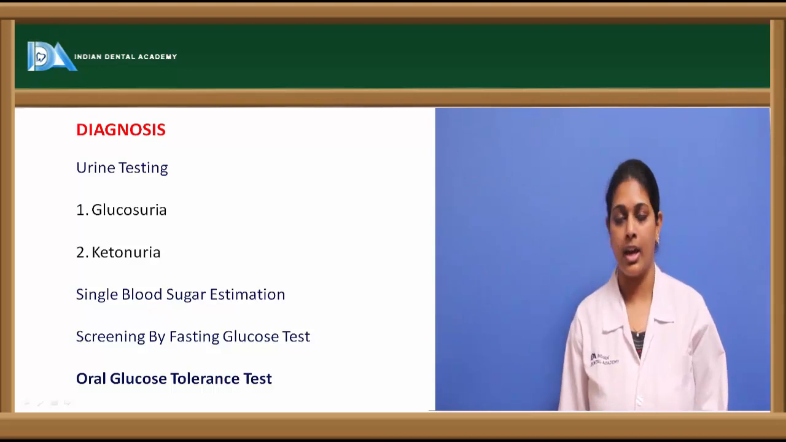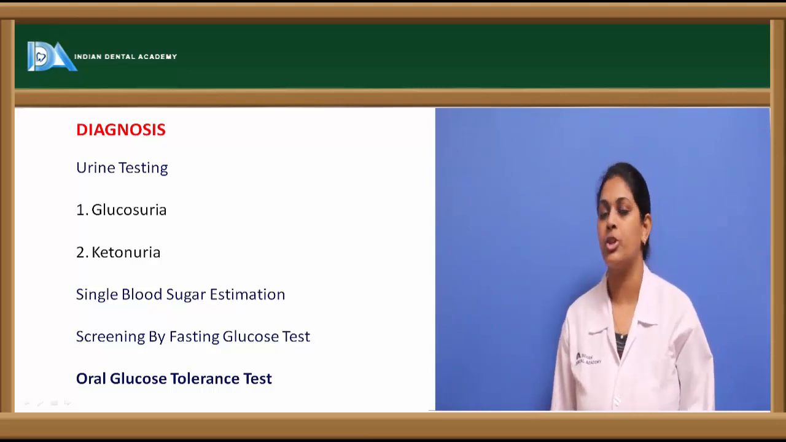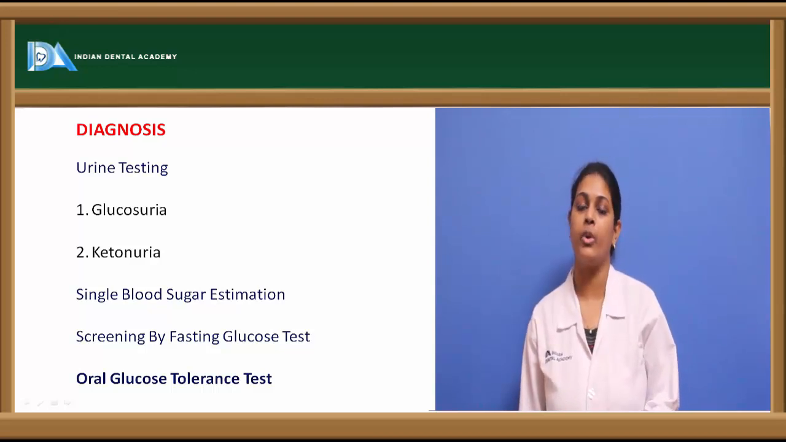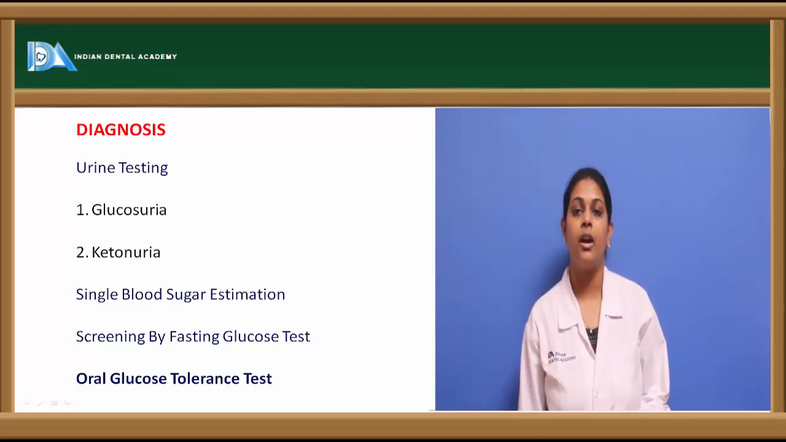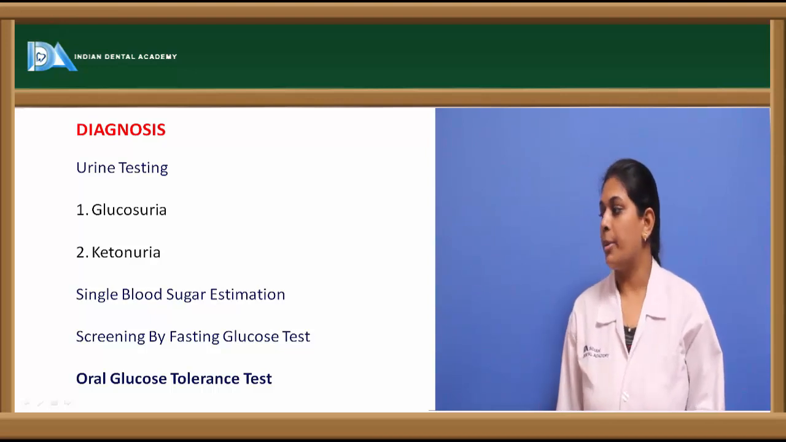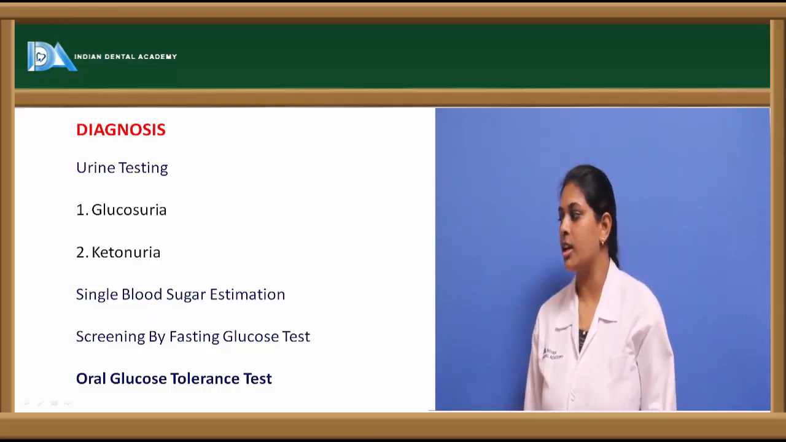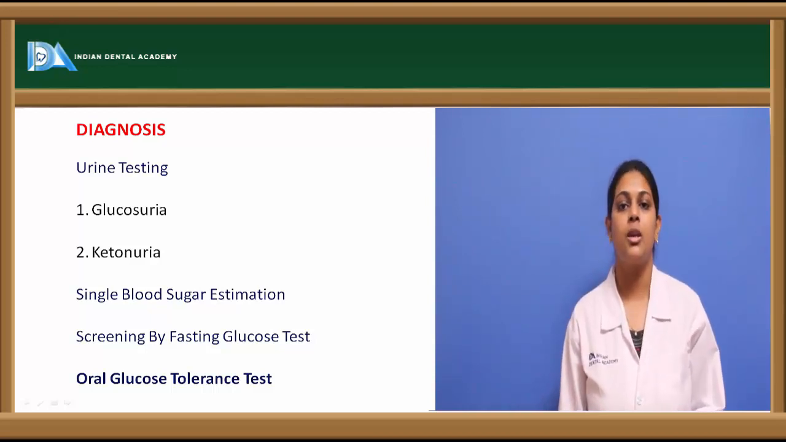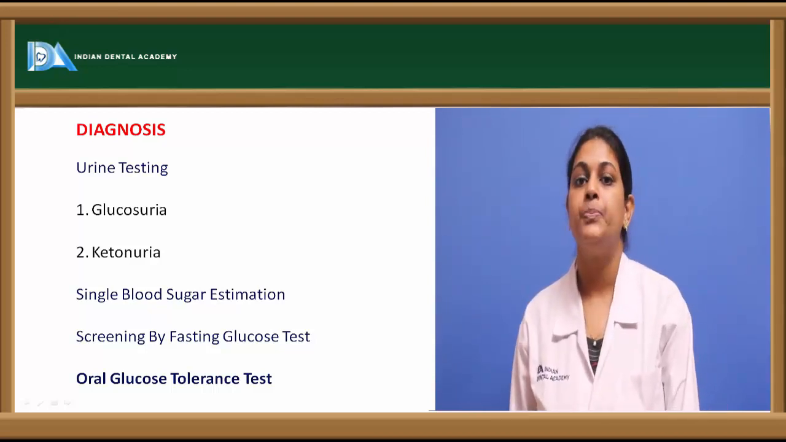One of the diagnostic aids helps in detecting that patients with fasting blood sugar levels above 126 mg/dL are supposed to be diagnosed as diabetics. Coming to screening by fasting glucose test, it is one of the important diagnostic tests in case of type 2 diabetes mellitus, since the patients are mostly asymptomatic.